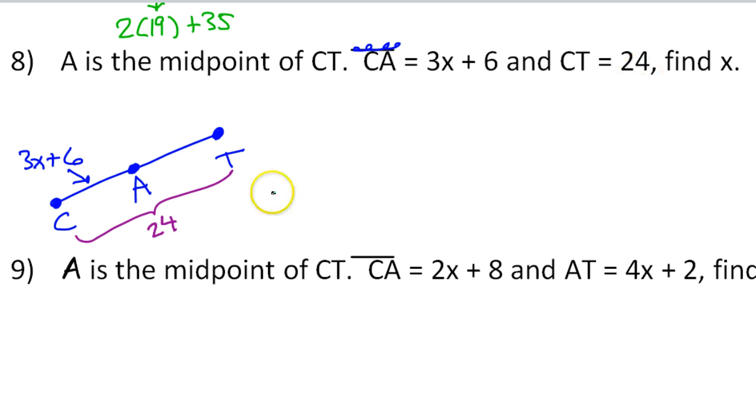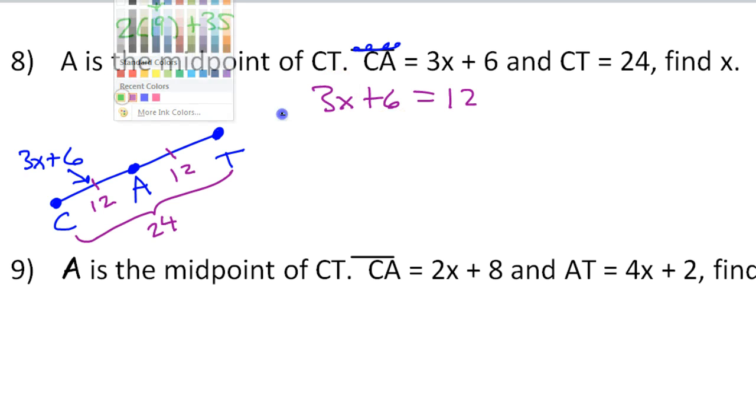Find x. Well, if the whole thing is 24 and A is the midpoint, that means both of the halves are congruent. So that means this is 12 and this is 12. That means 3x plus 6 should equal this 12. So 3x plus 6 is going to equal the 12. So we should just solve this.